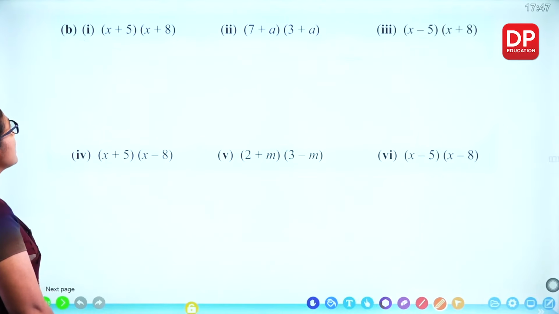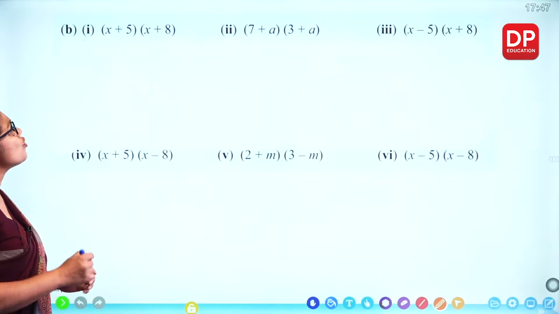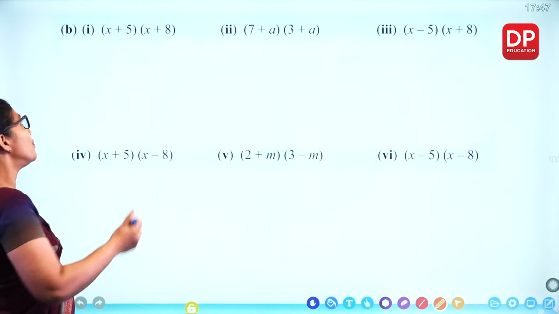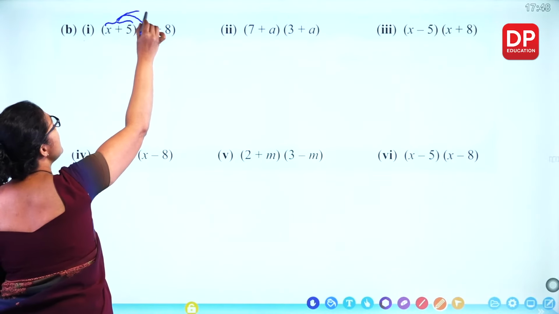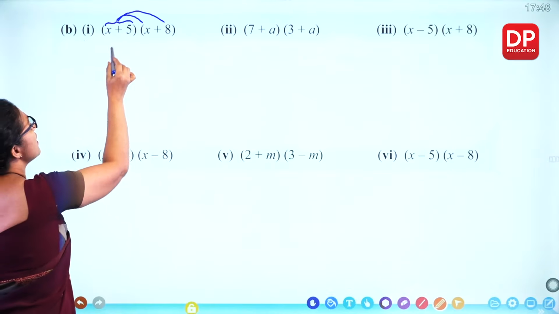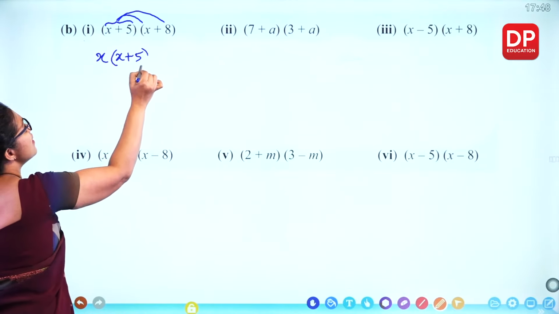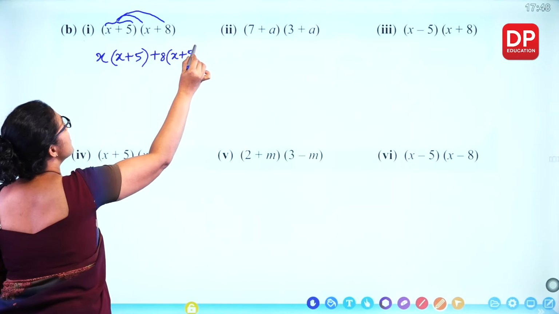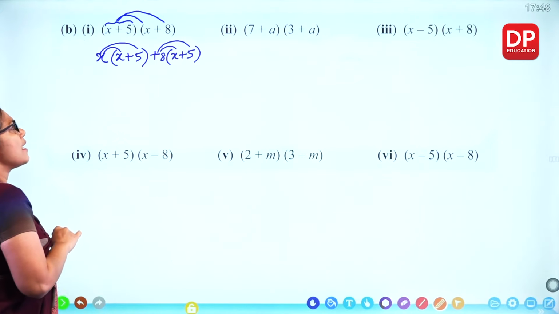Now we'll look at these expressions. Now here you get 2 binomial expressions. So what you do? You take this one and multiply with the other 2. So here you can write x into x plus 5 plus 8 into x plus 5. Simplify that, again multiply with outside number.